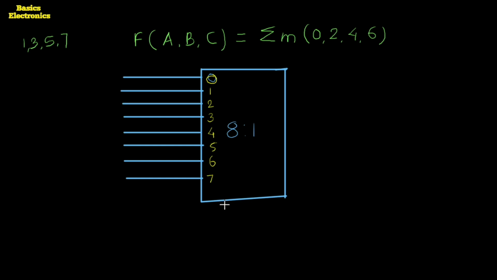Then next, we require to draw 3 input lines. These input lines are the select lines. These inputs are A, B and C. Here one line is for the output. This line is the output line, and the output is Y, and this Y is the function of A, B, C equals summation of minterms 0, 2, 4, 6. Instead of writing Y here, we can write the function f of A, B, C.